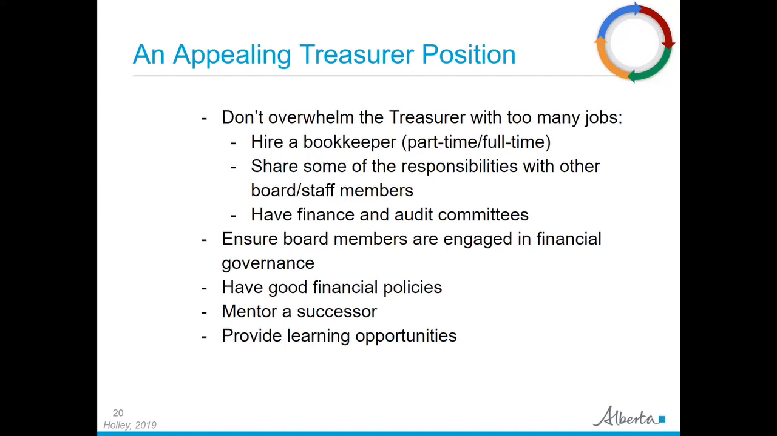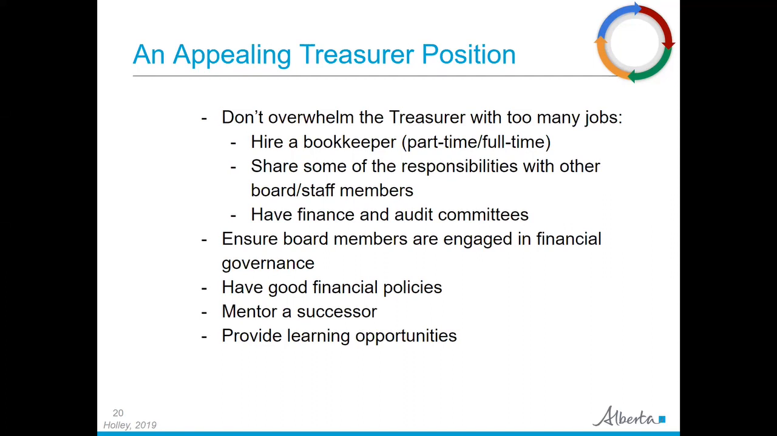Some suggestions include, firstly, don't overwhelm the treasurer with too many jobs. Hire a bookkeeper, either part-time or full-time. Spread the financial work and responsibilities around by sharing it among other board or staff members. Do not make the treasurer do absolutely everything. Create finance and audit committees. Don't give the treasurer work that is too simple or too complex. In other words, be willing to hire outside professional expertise when it is required.